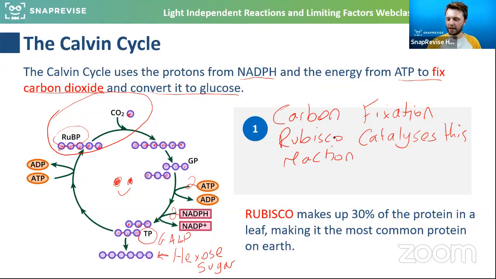Okay, so we end up with RuBP, ribulose bisphosphate, reacting with carbon dioxide to make this 6-carbon compound, which is over here. That is called carbon fixation. Shouldn't it say ADP plus inorganic phosphate? Good question, Fatima. No, the inorganic phosphate has been added to the molecule, so it doesn't have that as well.